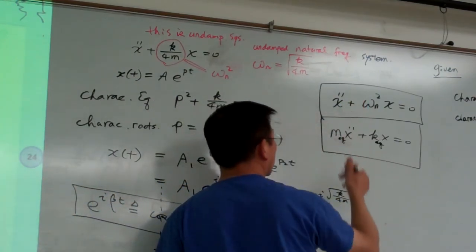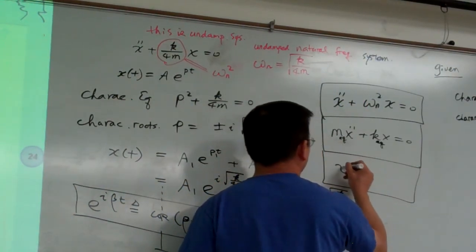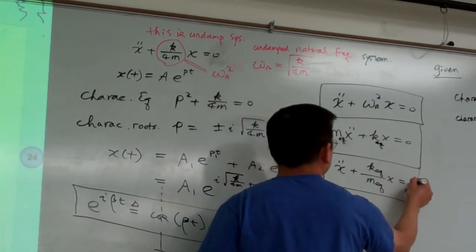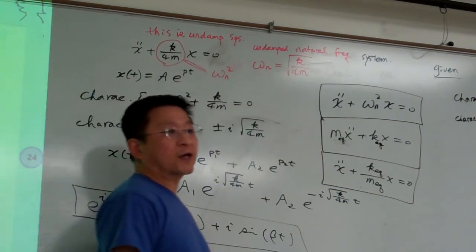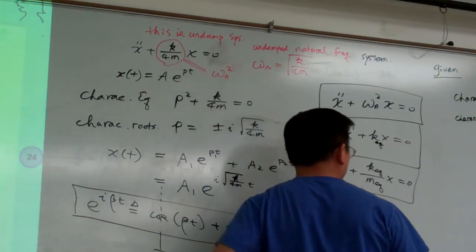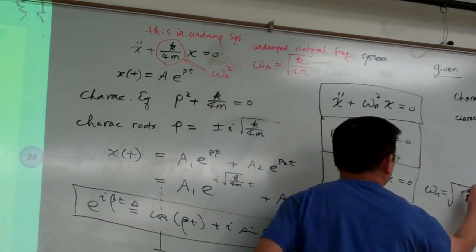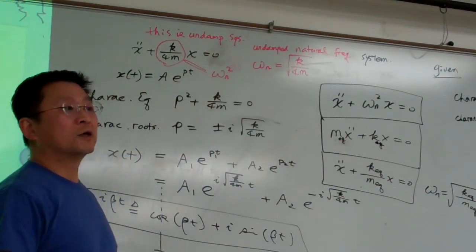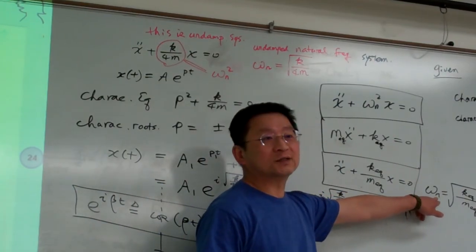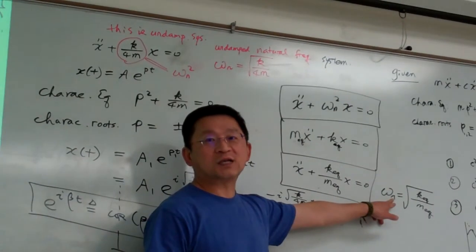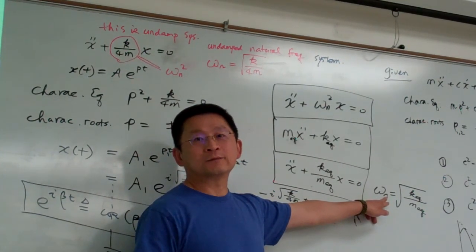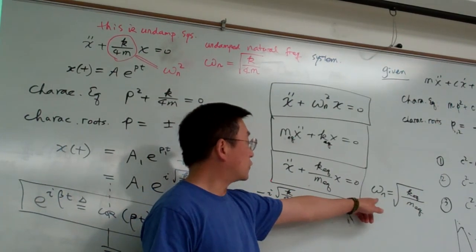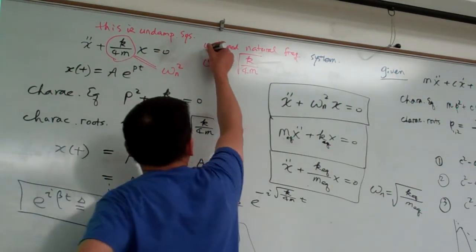Compared to here, you can see x double dot plus KEQ divided by MEQ times x equals 0. So who can tell me what omega n is? Omega n squared equals this, therefore omega n equals the square root of KEQ over MEQ. Good. The n means natural frequencies. That is the notation for this subscript n. For natural frequency there are two terms, and this is the first term I introduced to you, called the undamped natural frequencies.